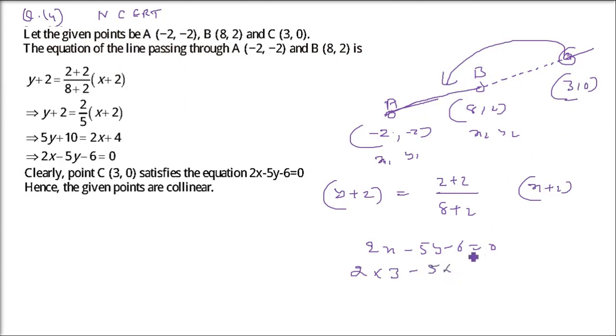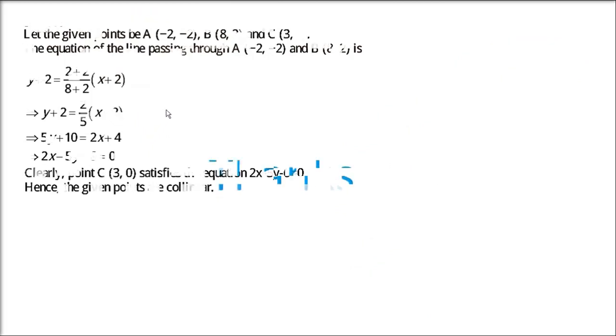2 into 3 minus 5 into 0 minus 6 equals 0. So you have 2 into 3, 6. This will be 0, and minus 6. So 6 minus 6 is 0. So 0 equals 0. Left hand side equal to right hand side. This is what we wanted. So these are collinear. So this is all about this exercise. Thank you so much. Take care of yourself.